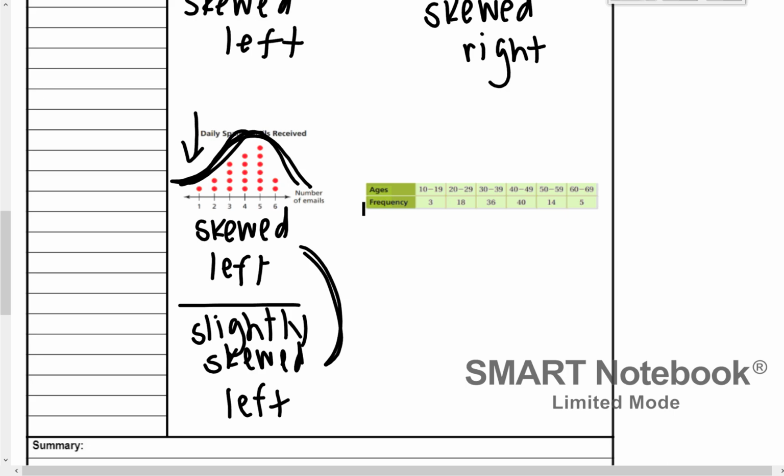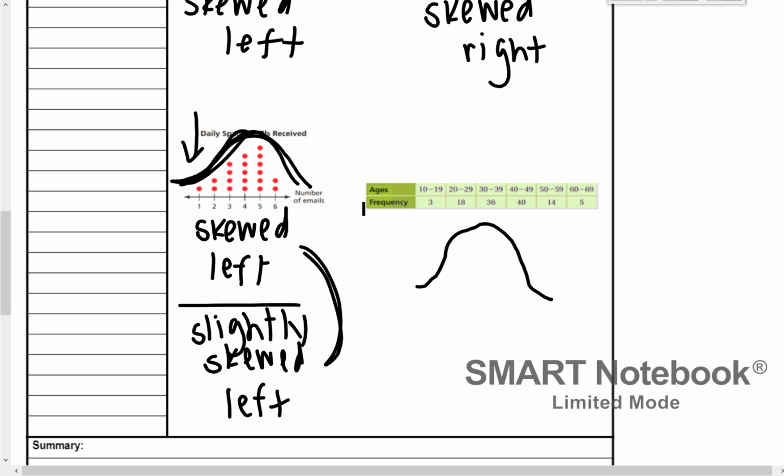Okay. For the frequency table, one of two things you could do. You could make the histogram so that you can draw your bell curve and visualize it. You could also just kind of guess and check like a little bell curve that you could draw with our frequency table since it's in order. So we'd start off at 3, we'd go up to 18, up to 36, up to 40, down to 14, down to 5.